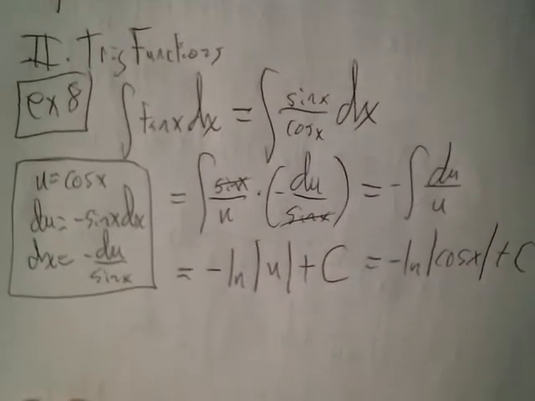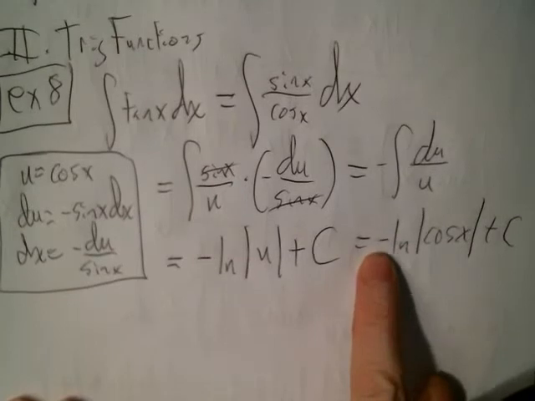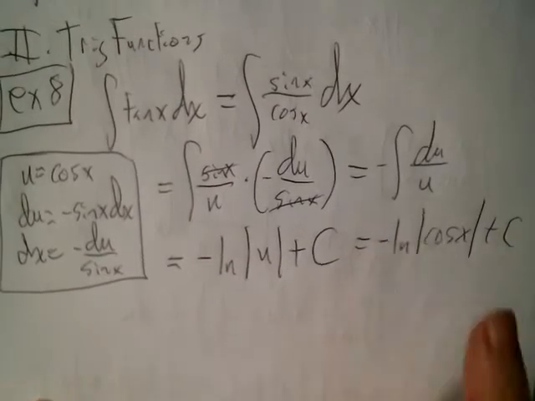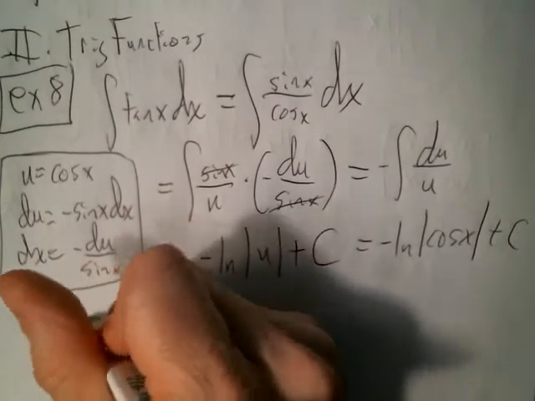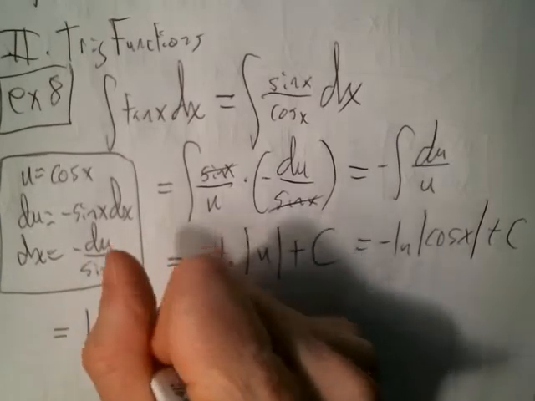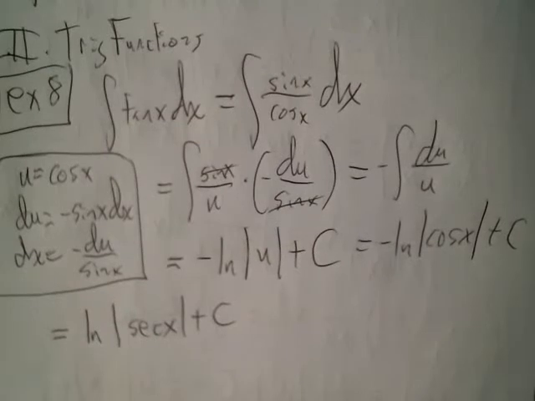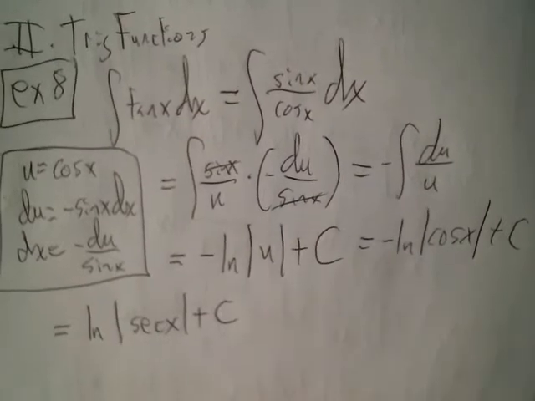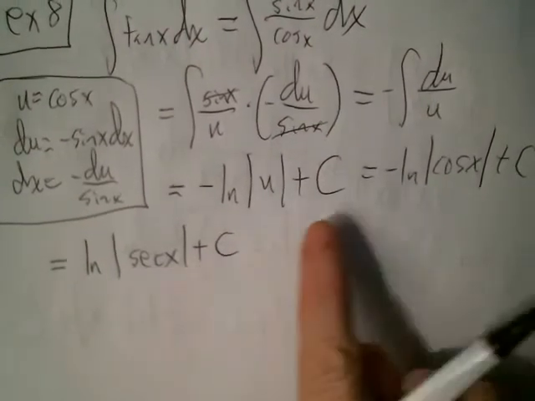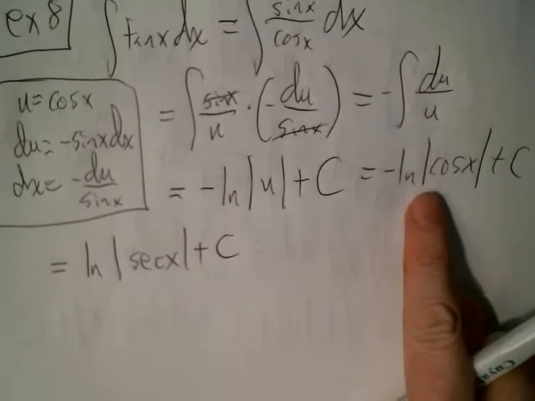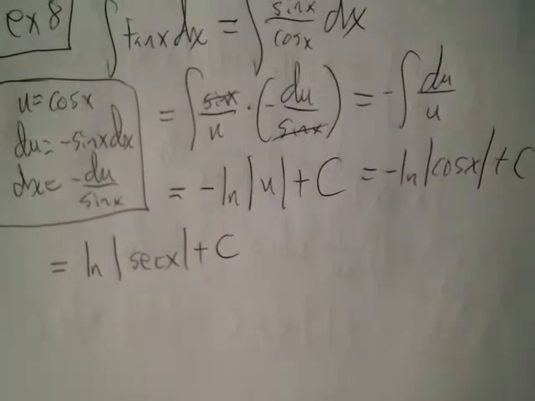And some books don't like this answer with the negative in front, so what they do is use the power rule and bring the negative one inside and end up with the ln of the absolute value of secant x plus c. So remember, 1 over cosine is just secant. But either answer is fine. And typically, I like to use this one. It's just the way I was taught.